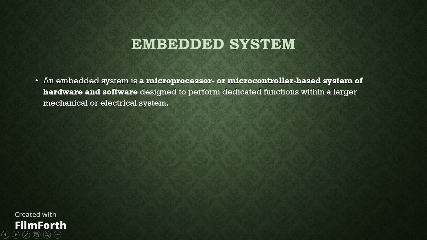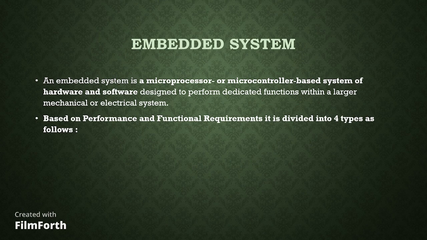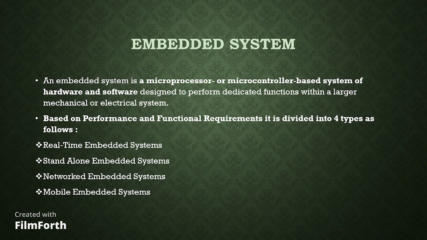Next, we saw about the embedded system. An embedded system is a microprocessor or microcontroller based system of hardware and software designed to perform dedicated functions within a larger mechanical or electrical system. Based on performance and functional requirements, it is divided into four types. They are real-time embedded system, standalone embedded system, network embedded system, and mobile embedded system.